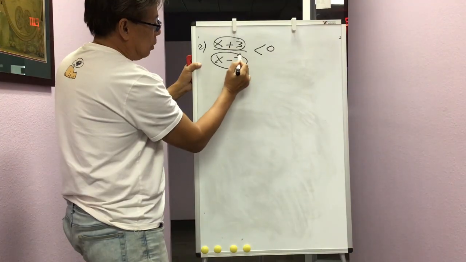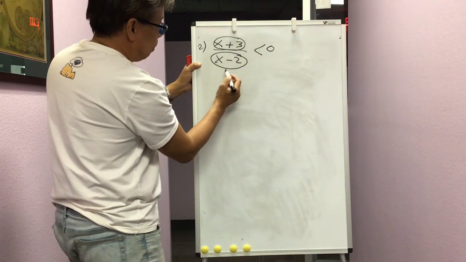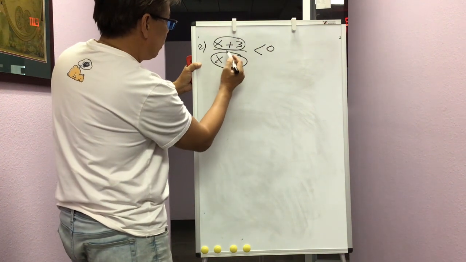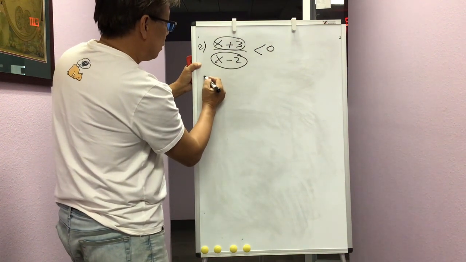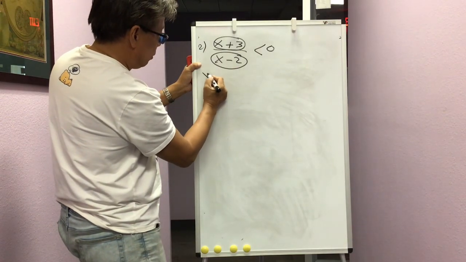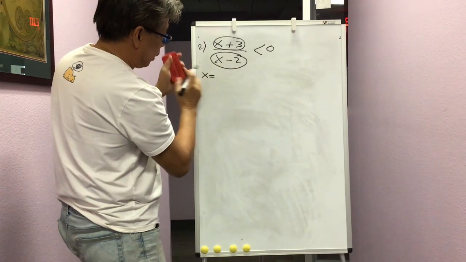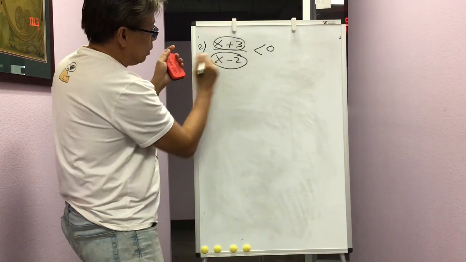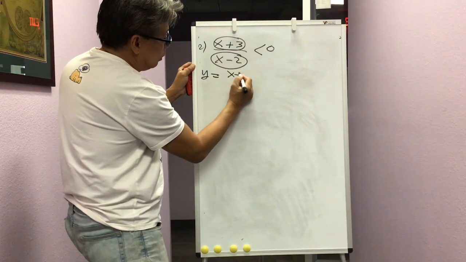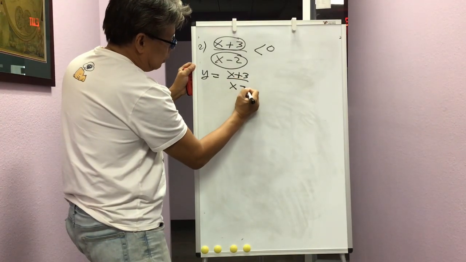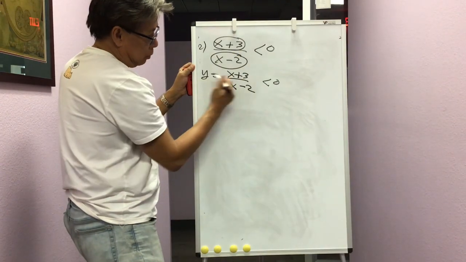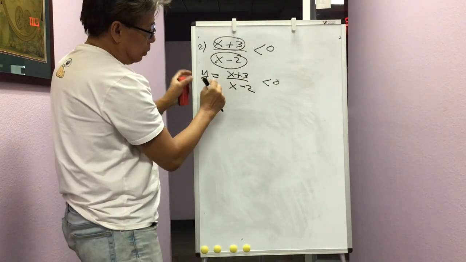Two expressions right here. So you have to find two of them. Okay, so first of all, we need to find the x-intercept. Here y will be equal to the whole thing. Let's take y equal (x plus 3)(x minus 2). Let y equal that, the whole thing, less than 0. So when you write it, it's easier.